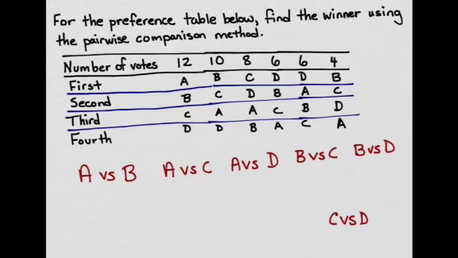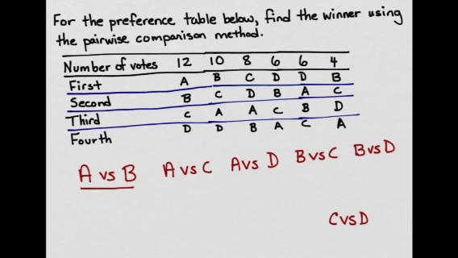It doesn't matter who comes first. So when we have A versus B, that's the only time we need to match up A and B. It doesn't matter that we listed A first. So let's start with A versus B. How do we determine who should win in a head-to-head matchup?